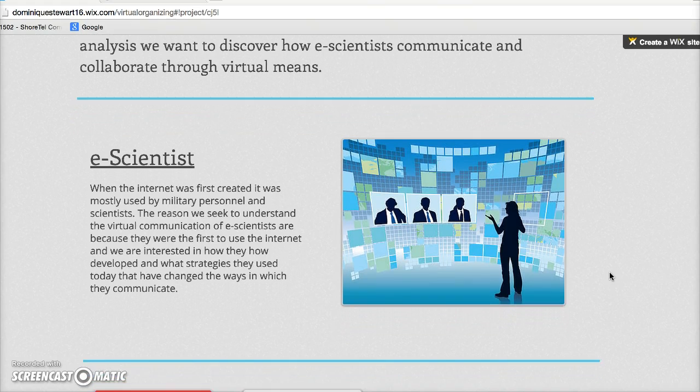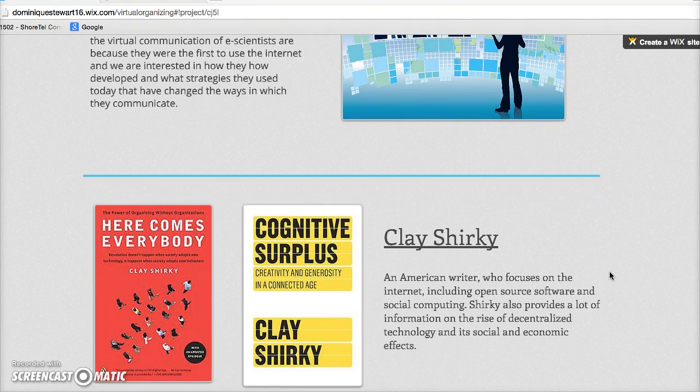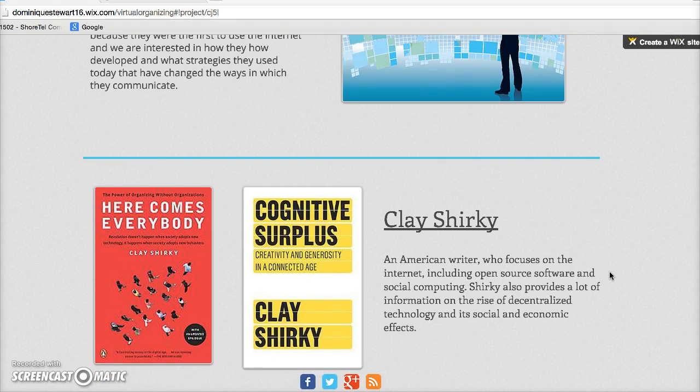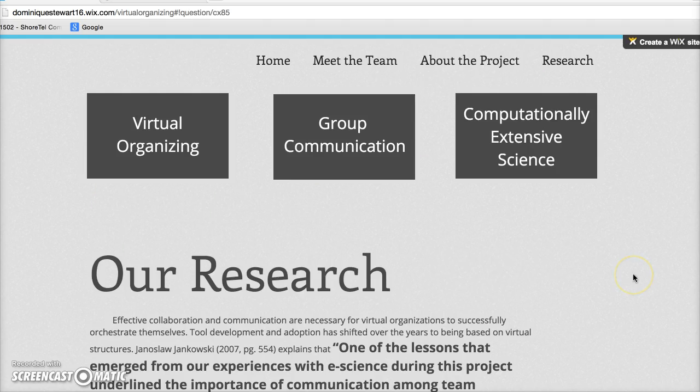We also put a lot of our information that we gathered from Clay Shirky, an American writer who focuses on the internet, including open source software and social computing. Shirky also provides a lot of information on the rise of decentralized technology and its social and economic effects. Now let's talk about our research.